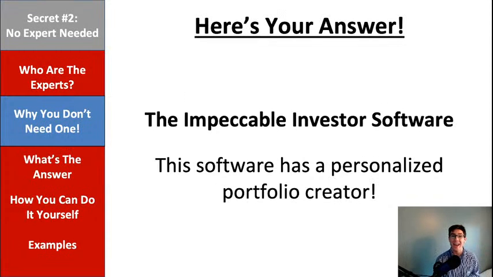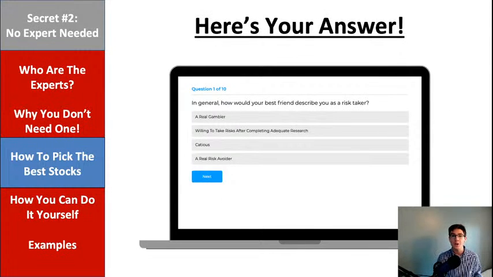So again, here's your answer. Same as stock secret number 1, it's the Impeccable stock software. The software has a personalized portfolio creator built into it for you. So all you do is exactly what you do when you sit down with a financial advisor. Remember the steps. You sit down with them, they assign you a risk profile, and then they give you a list of stocks that best fit you. Well, that's exactly what we do here too, but for literally a fraction of the price, right? And you can do it as many times as you want at no extra fee. So you just take a simple 10-question quiz.